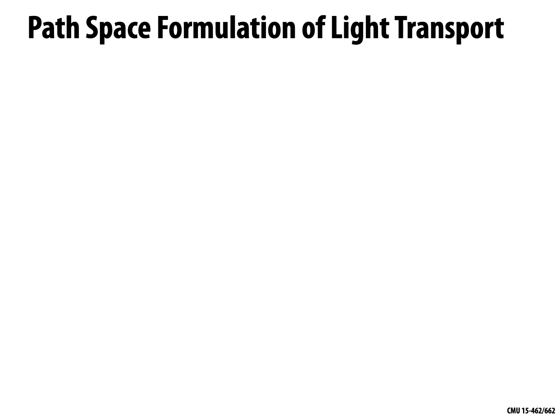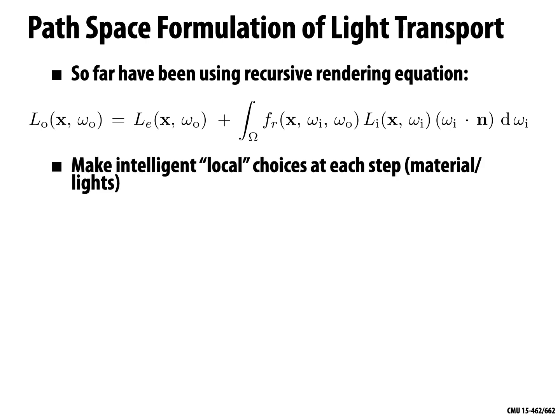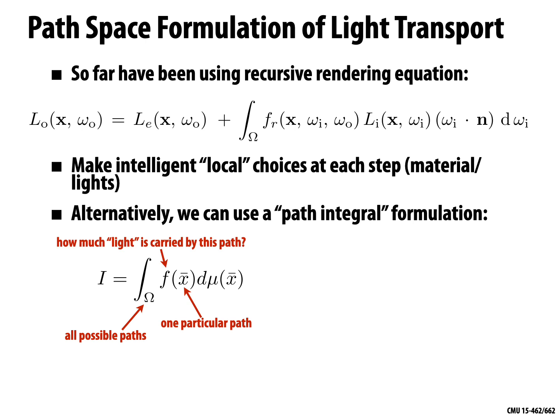Okay, so far we've been thinking about everything in terms of this recursive rendering equation. One step at a time, we estimate this integral. To estimate that integral, we have to estimate another integral that looks like it, and so forth. And so we've tried to make intelligent local choices at each step. The path integral formulation says, actually, we can think of the estimate, or the integral I, as an integral over all possible paths through the scene. Each sample is now a whole path going from the light to the eye. And f is just how much total light is carried by this path.